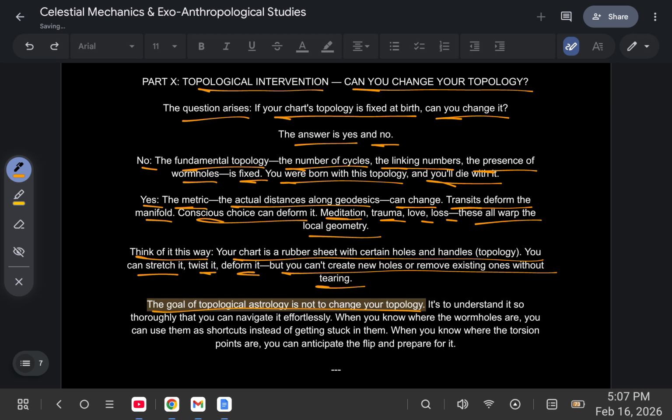When you know where the wormholes are, you can use them as shortcuts instead of getting stuck in them. When you know where the torsion points are, you can anticipate the flip and prepare for it.